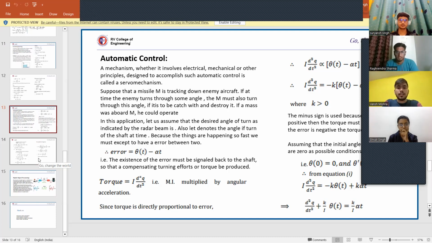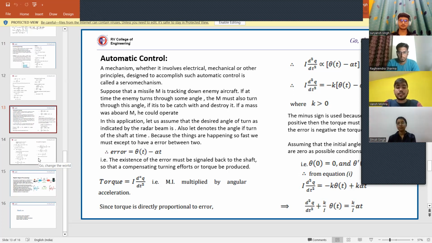In this application, let us assume that the desired angle of turn, as indicated by the radar beam, is theta. Also, let alpha denote the angle turned by the shaft at time t. Because things are happening so fast, we must expect to have an error between the two. Let's suppose the error is a function of t, which can be expressed as theta(t) minus alpha(t).